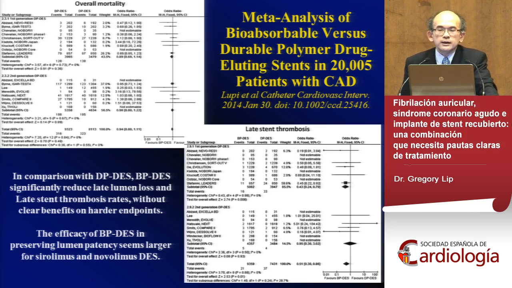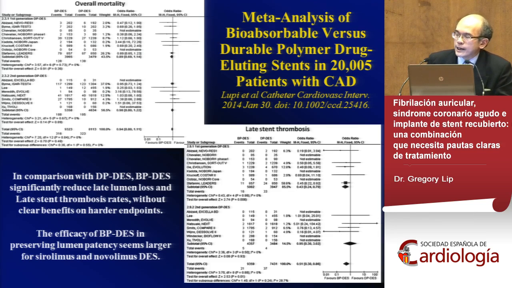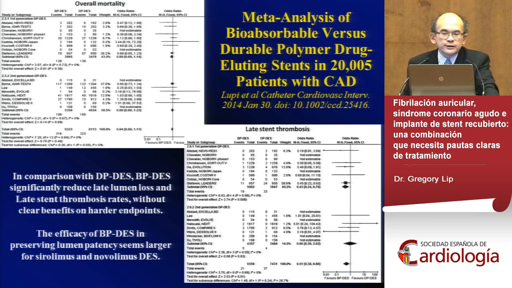You had a presentation earlier about bioabsorbable stents, and of course, as I mentioned, stent technology is evolving. Whether this will have any impact on how we manage our patients with AF who are anticoagulated and present with acute coronary syndrome and need a stent, time will tell, because there's certainly no data. What you do see, at least from some of the literature, is that the efficacy of the bioabsorbable stent is in preserving lumen patency. Whether this translates into outcomes, particularly in the setting of anticoagulated patients, we just don't have the data.